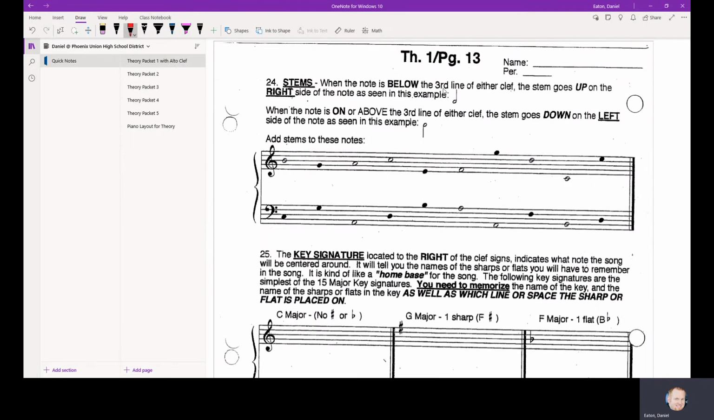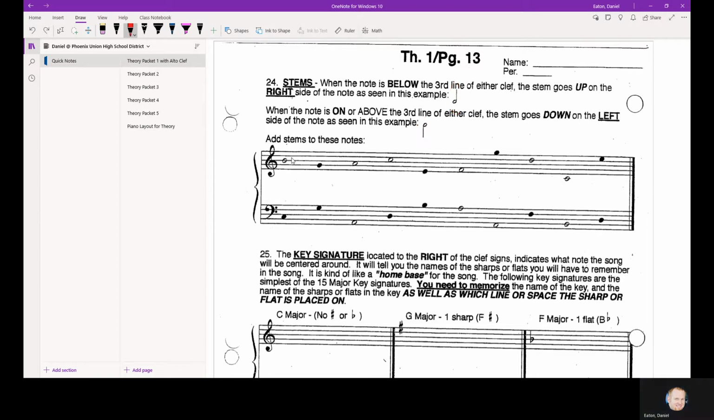Stems. When the note is below the third line of either clef, the stem goes up on the right side of the note as seen in this example. Here's the example. When a note is on or above the third line of either clef, the stem goes down to the left side of the note as seen in this example. Okay, so that's our rules. Let me explain the logic behind it here.